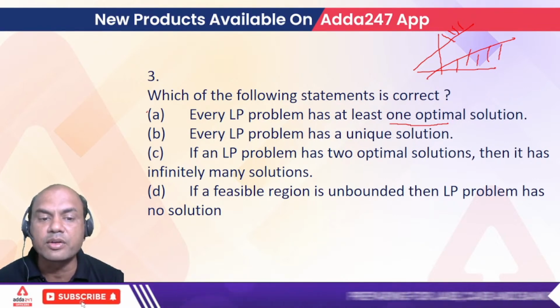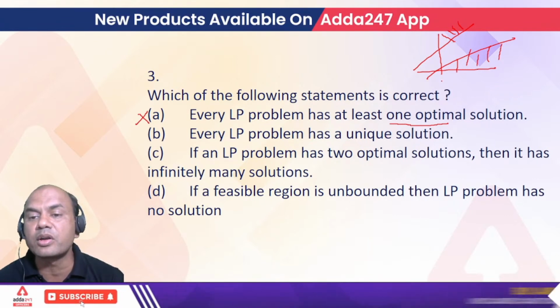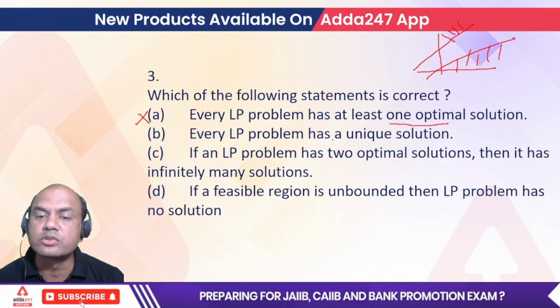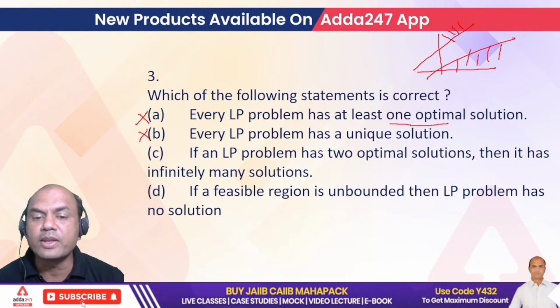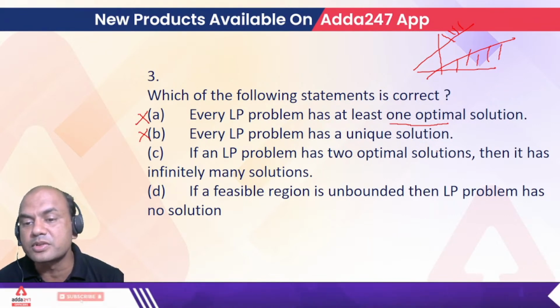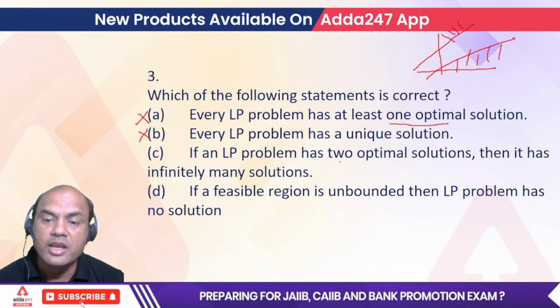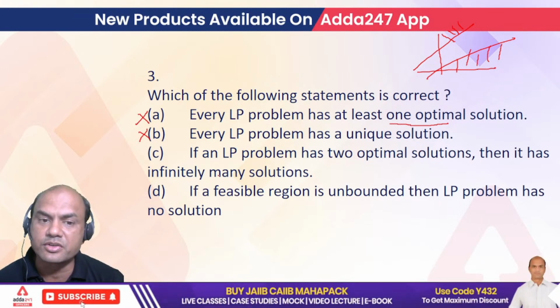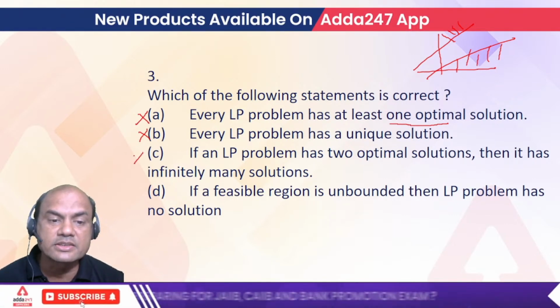So A is out. Every LPP has a unique solution. Unique means one solution should be there. But what is this case? There is no solution. So B is also out. If an LPP has 2 optimal solutions, then it has infinitely many solutions. Now, if it has 2 optimal solutions, it means it has infinite solutions. So is it right? No, that is also wrong. So the correct answer is D.